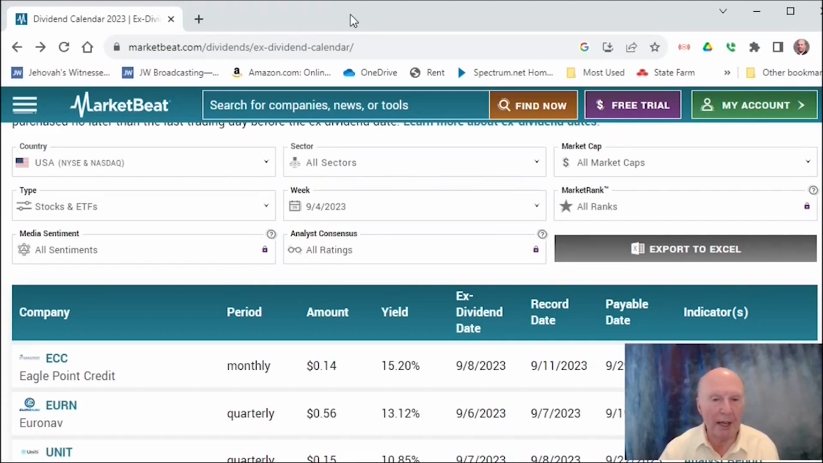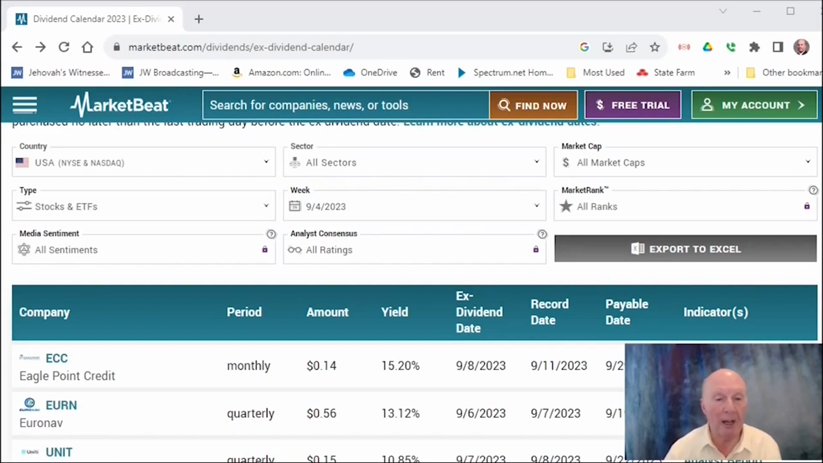But there's other sites where you can go look at ex-dividend dates for different stocks. You can just do a Google search on an ex-dividend date of ECC, and there'll be several different websites like MarketBeat that'll come up, and these other websites will show you that it not only pays 14 cents, but it also pays another 2 cents, or 16 cents a month. Well, if you put it to the calculator with 16 cents, then that yield comes up to above 18%. That's why I have ECC in my portfolio.